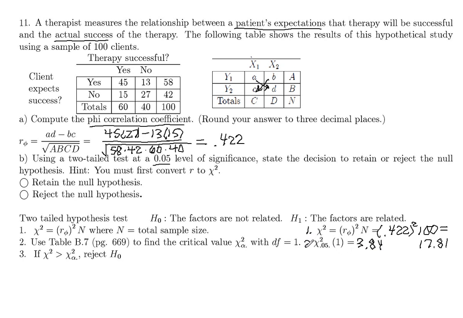That's step 2. Step 3 is if your test statistic is greater than the critical value, you reject H0. Here's our test statistic, 17.81, and that is indeed, last time I checked, greater than 3.84. So we are going to reject the null hypothesis. We conclude that the factors are indeed related: the expectations of success and the actual success of the therapy.